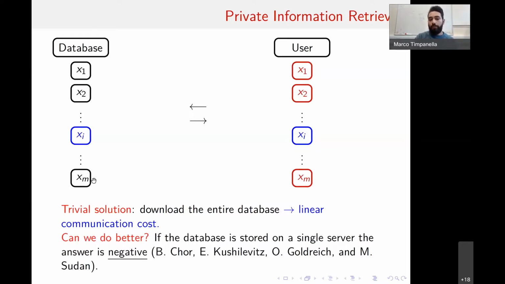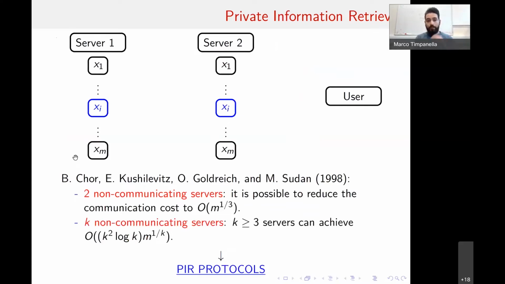So if we want to achieve private information retrieval with a sublinear communication cost, we must look at a different context. Chor and the others in their paper consider the following situation in which the database is replicated among several servers, and they also assume that these servers do not communicate with each other. Under these assumptions, they can prove that it is possible to reduce the communication cost. And in particular, they prove that this cost is, for two non-communicating servers, roughly m to 1 over 3, and for k non-communicating servers, it is roughly m to 1 over k.